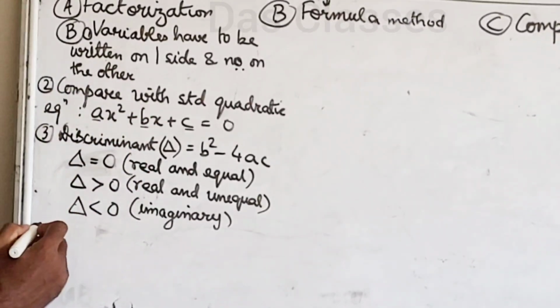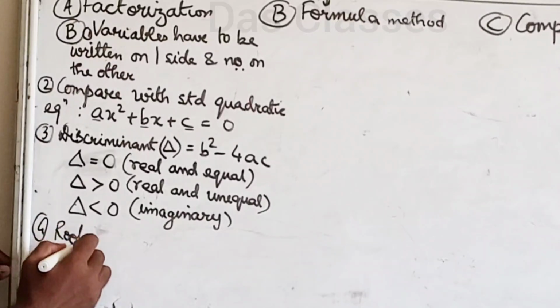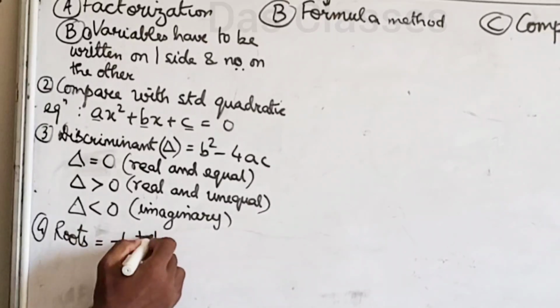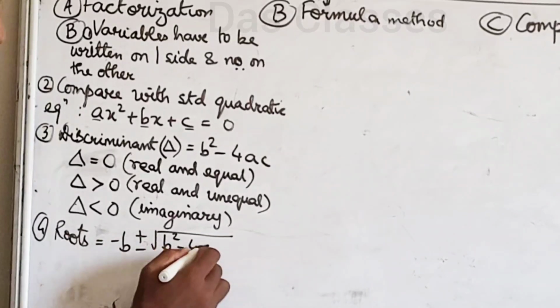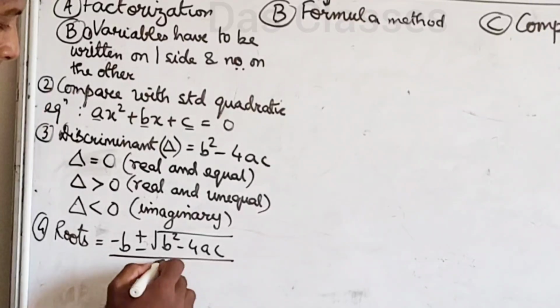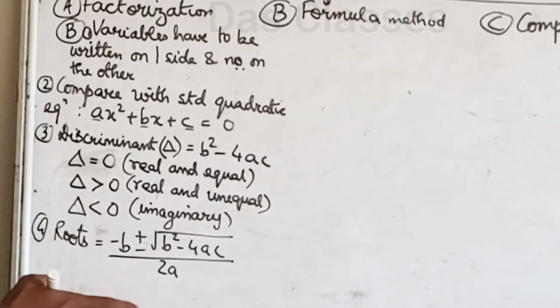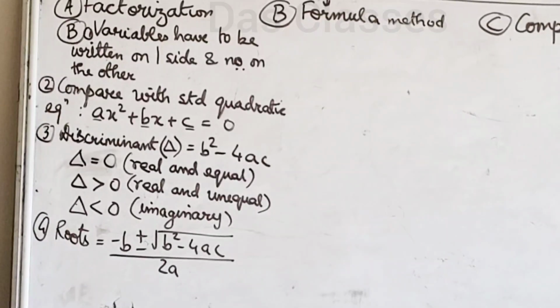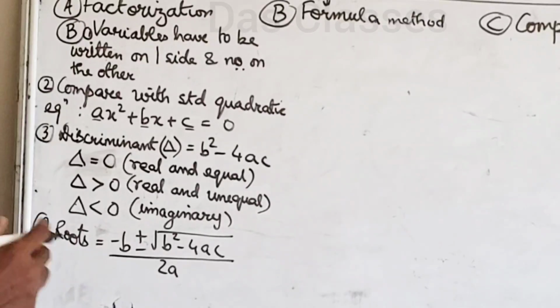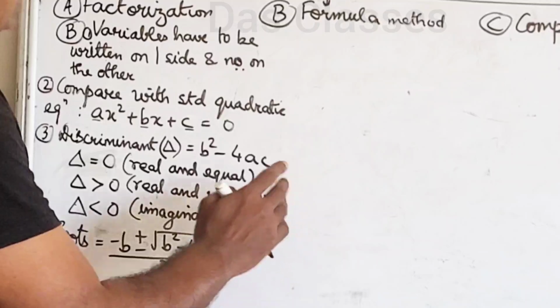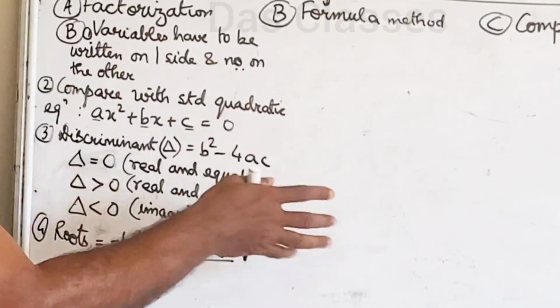Now by the formula method, step 4, you have to find the roots, and the formula for the roots is minus b plus minus root b square minus 4ac upon 2a. When you solve this, you will get the roots. Okay, so let's take two examples to understand it. I'll solve the example here, with the steps, so it is easy to understand.